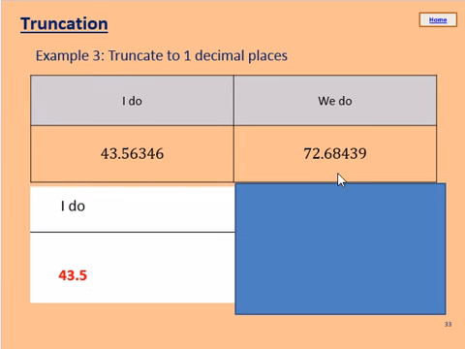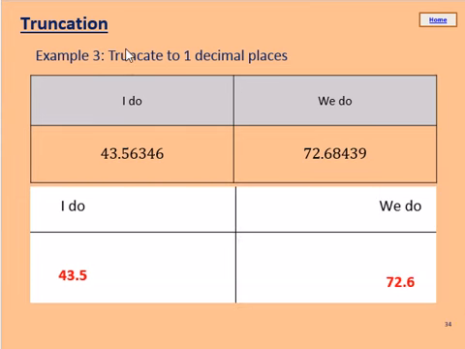Please truncate 72.68439 to 1 decimal place. Pause the video now, do that yourselves. So 72.68439, we're truncating to 1 decimal place. So the 1 decimal place is this 6. So we draw a line after the 6 and we chop off and ignore everything after the 6. So our answer is just 72.6.